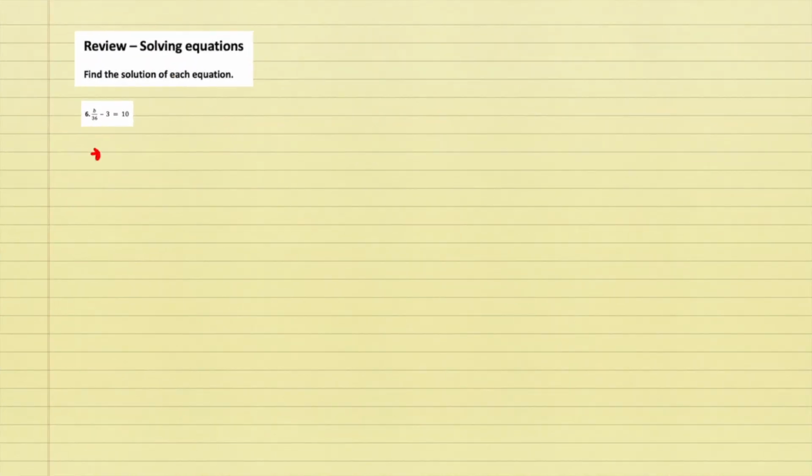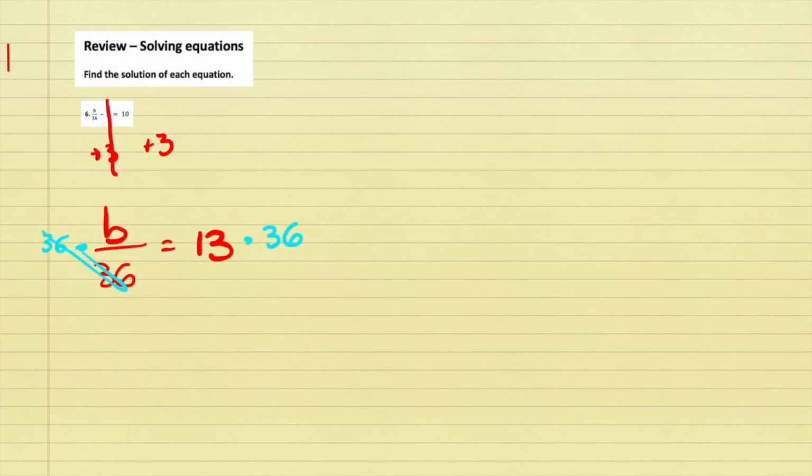So I'm going to add 3 to both sides. That way the 3's cancel out here, and what I'm left with is b divided by 36 equals 13, and 13 is on the other side because we added 3 to both sides, so the 10 plus 3. All right, now the next step here that we want to do is we want to multiply by 36. So we're going to multiply both sides by 36 because that's the opposite of dividing by 36.